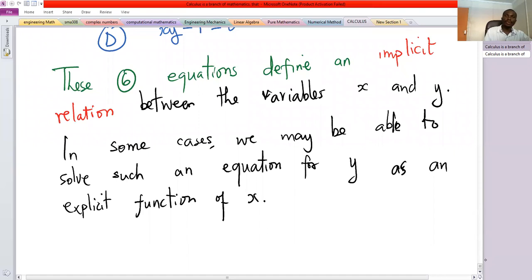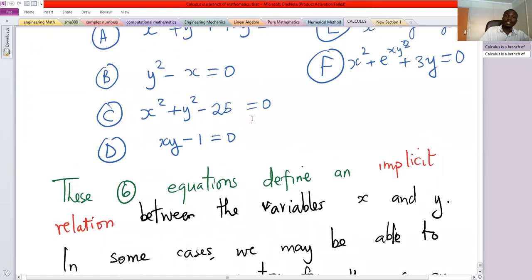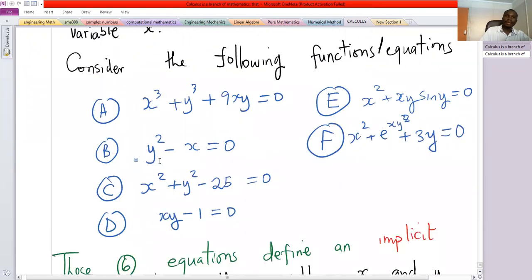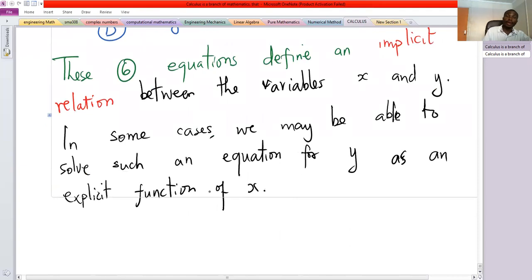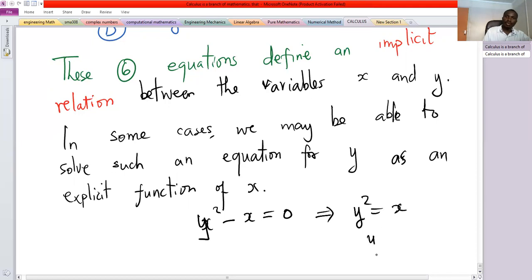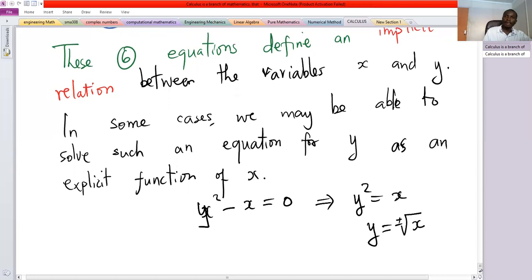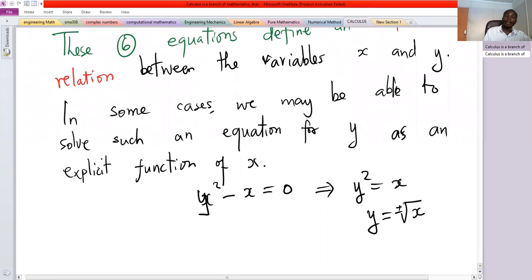So in some cases, we may be able to, like in this case B, we have y squared minus x equals 0. So from this one, we can say y squared is equal to x. So y is square root of x. So y is expressed in terms of x.